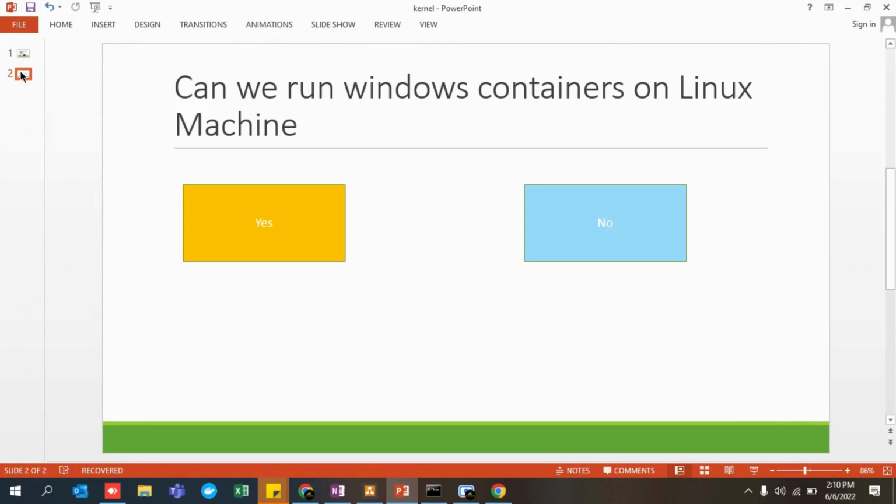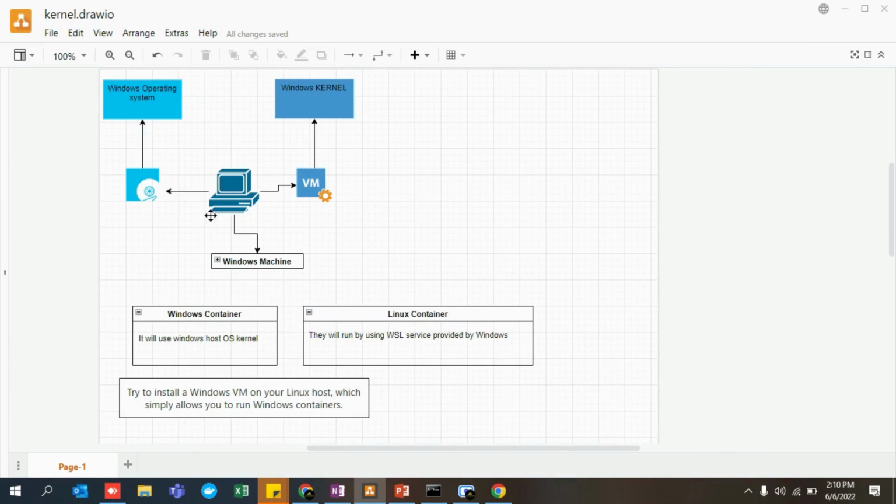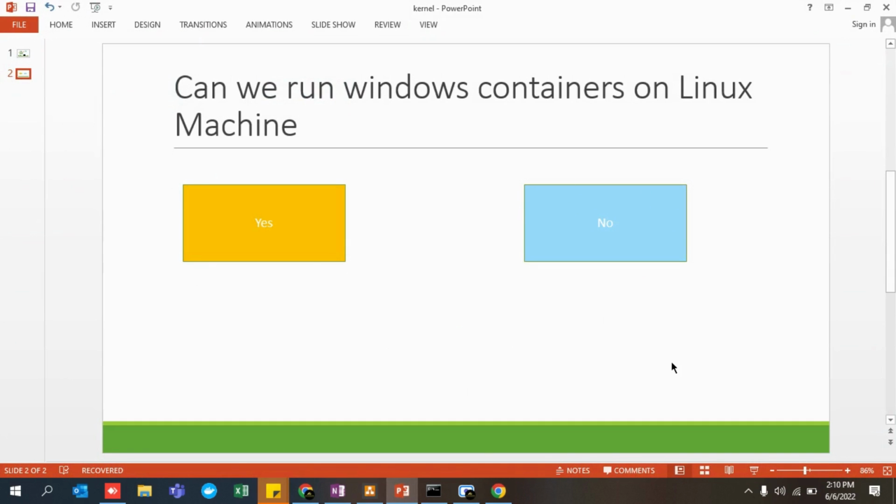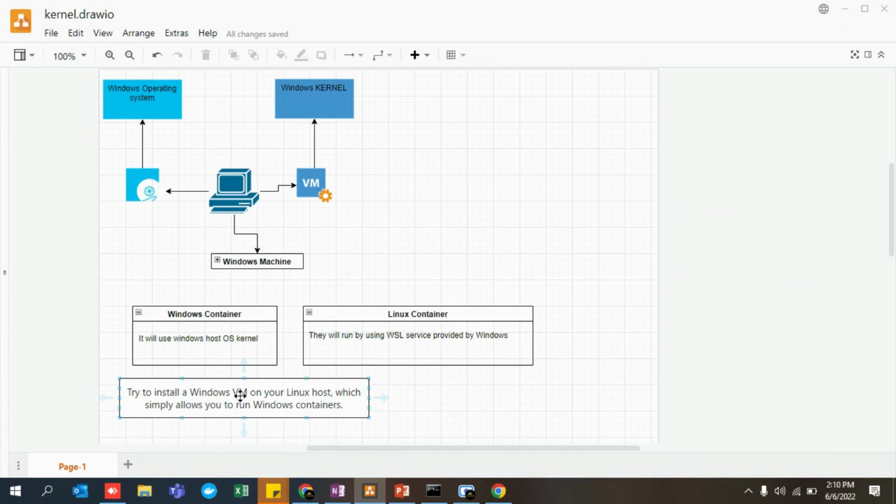But you cannot run your Windows container on Linux, because Linux is not providing any other services like WSL kind of stuff, which Windows is providing. If Linux had provided services like Windows is providing, then only you could have run all your Windows containers directly on a Linux machine, right? And if you still want to run one, then on your Linux machine you have to install a Windows virtual machine onto your Linux host, right? And that will further allow you to run Windows containers.